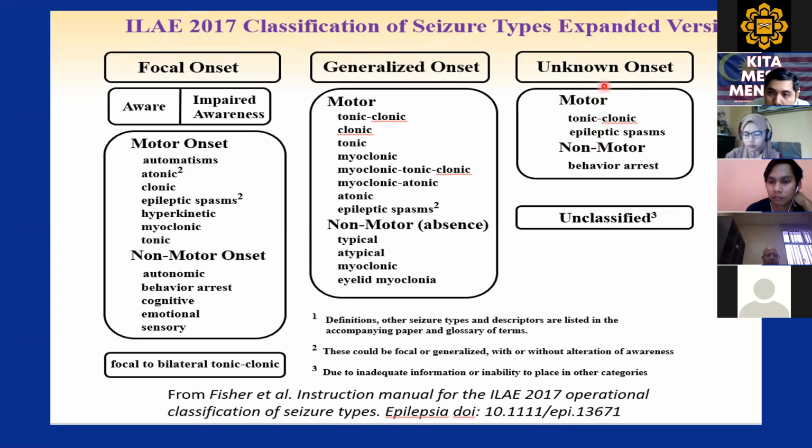For unknown onset, yes, we can know the clinical manifestation, whether it is motor or non-motor. However, we cannot determine if it is focal or generalized. So we put it under unknown onset. For unclassified, because the presentation is unusual, we cannot decide whether it is motor or non-motor. So we put it under unclassified.